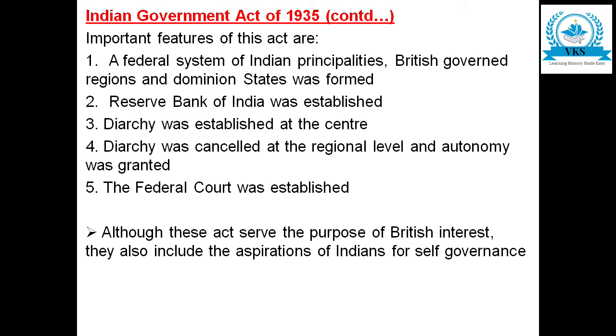So the important features of the Act of 1935: a federal system of Indian principalities, British governed regions and dominion states was formed. Reserve Bank of India was established. Diarchy was established at center and diarchy was cancelled at the regional level and autonomy was granted. The federal court was established. Although all these acts serve the purpose of British interest, they also include the aspirations of Indian self-government. So we have seen almost all the important acts which were passed during the British rule time.